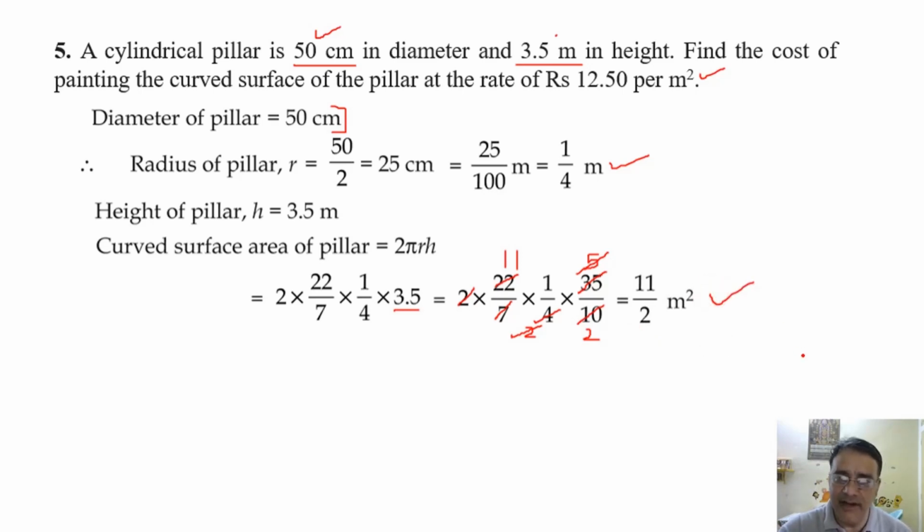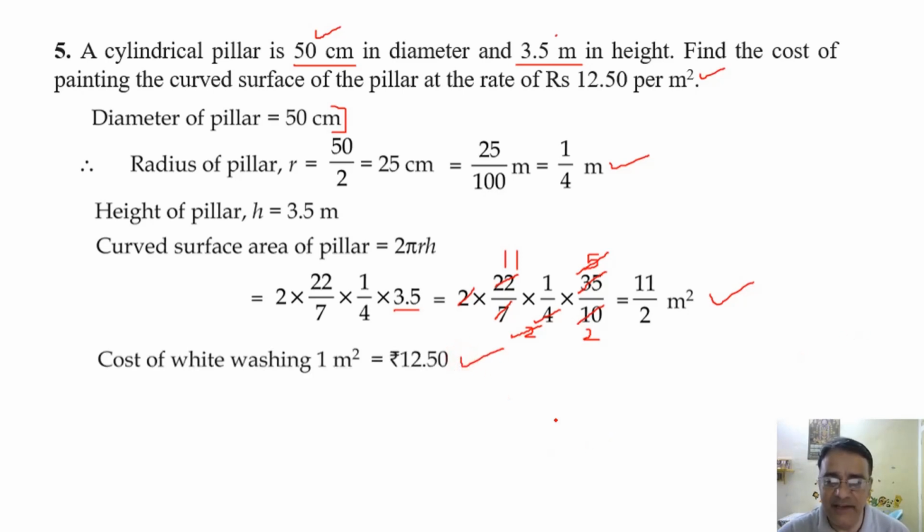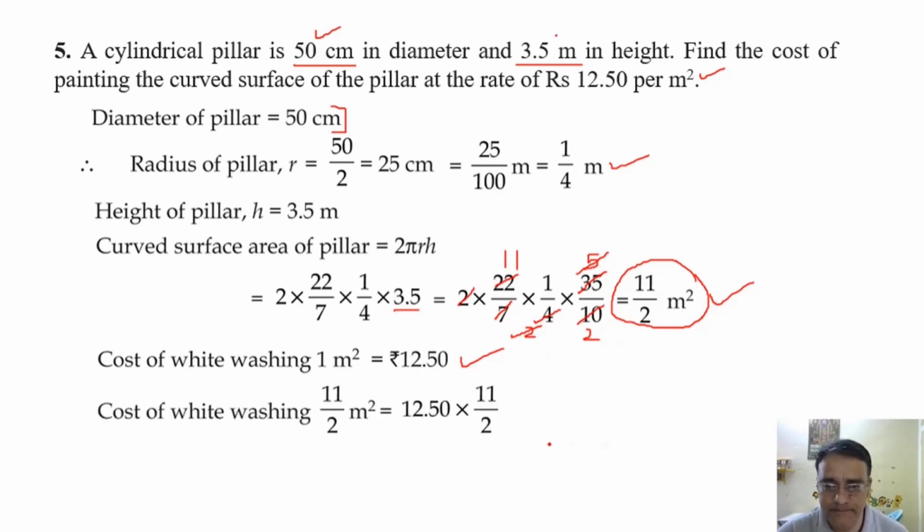Now the cost of whitewashing or painting is given 12.50 per meter square. That is, the cost of 1 meter square is given 12.50. So what is the total cost for this area? 12.50 into 11 by 2. Okay, so you divide this to 6.25 into 11, so you will get 68.75. This is the answer. Any doubt?